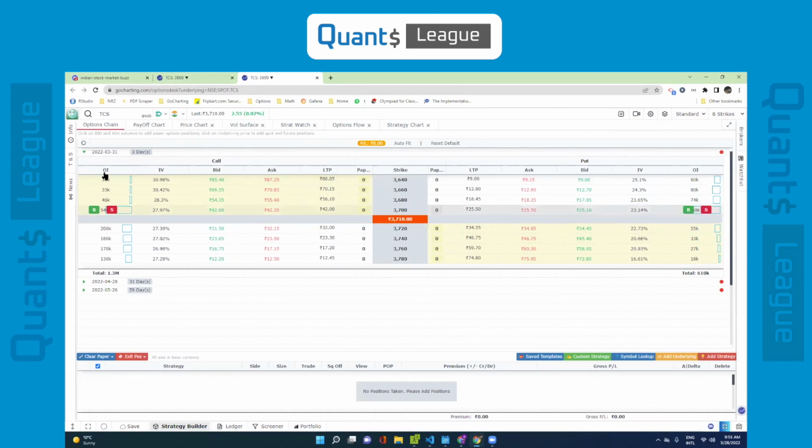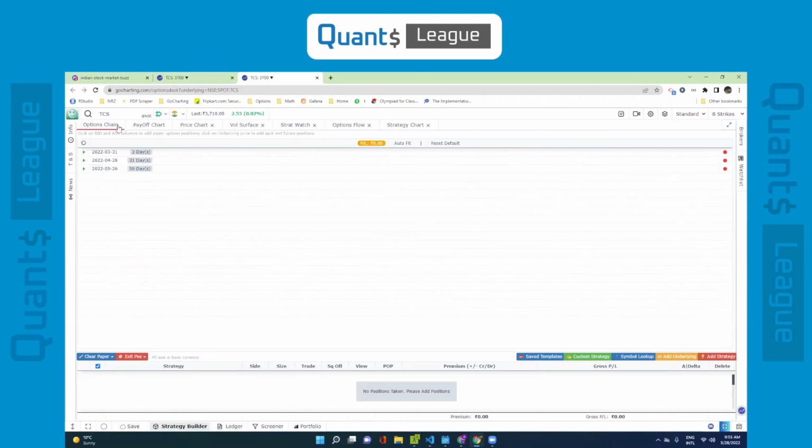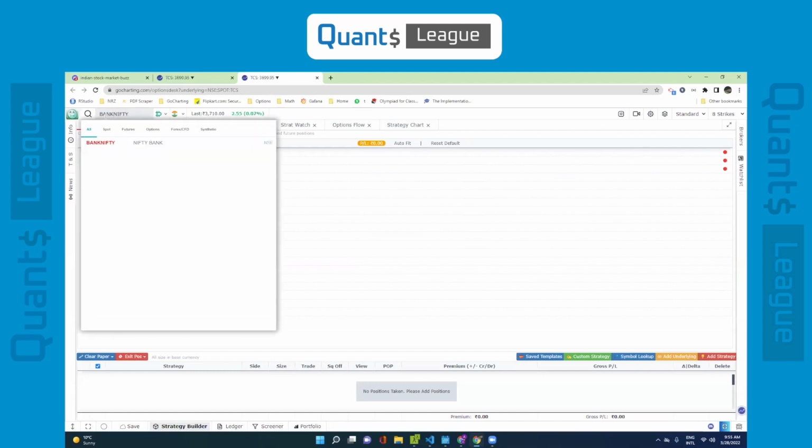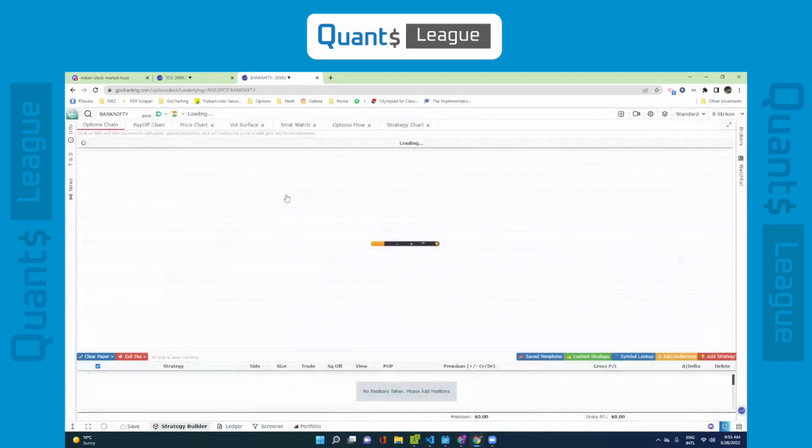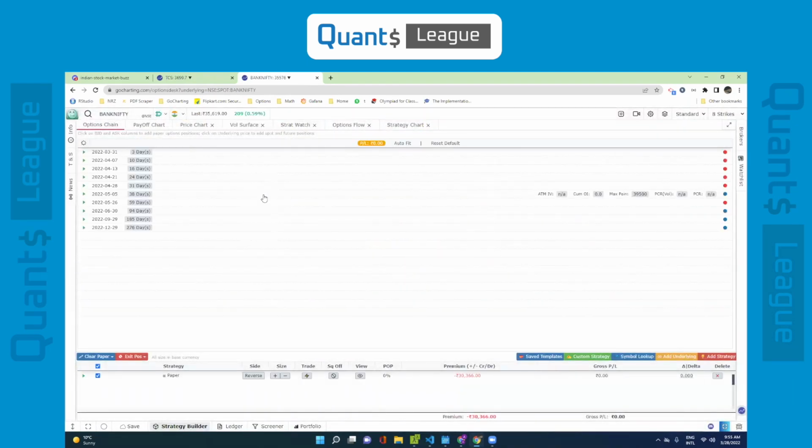All right, so let's quickly understand. For example, I'm on TCS. TCS is the underlying here. When you click on this symbol, you can change the underlying symbol, so you can see any symbol. Let's take Bank Nifty as an example. I go to Bank Nifty, and this will automatically give me all the Bank Nifty related options trading data.